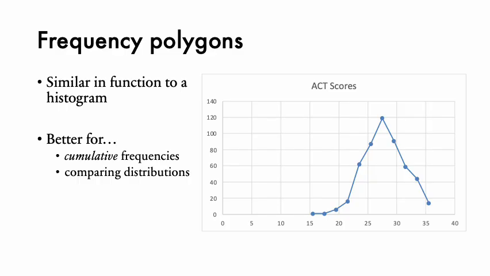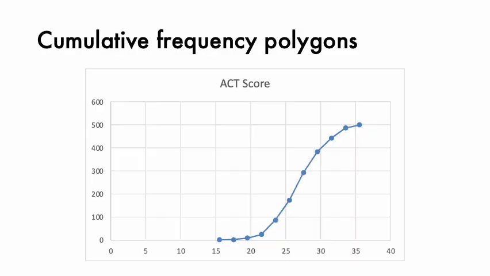Really, its main use is for comparing two different distributions, because it's kind of hard to overlay one histogram over another histogram, and looking at them side by side sometimes doesn't allow us the easiest comparison. So that's really where these are most useful.